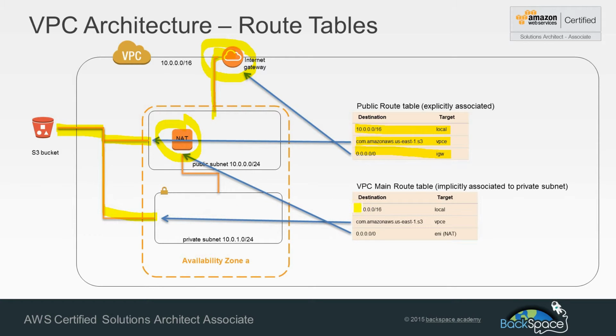So the first one, again, we've got our local traffic route. We have our VPC endpoint for the S3 service, and what's different here is that traffic going out to the wider internet will be going through to the elastic network interface of our NAT. So that's what's going on here. Our private subnet is connecting in to the elastic network interface of our NAT, and that NAT will be connecting through our public subnet out through to our internet gateway.